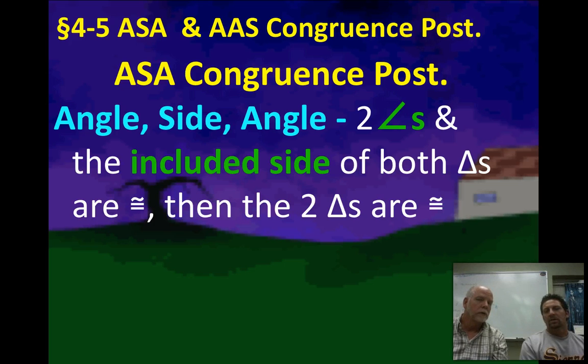Okay, so two angles and the included side of one triangle have to be congruent to the two angles and the included side of another triangle. And then those two triangles are congruent. So the other thing to remember now is instead of always looking for a side first, you're going to look for an angle first.